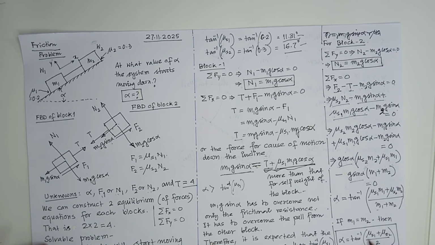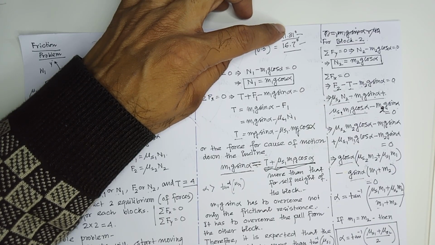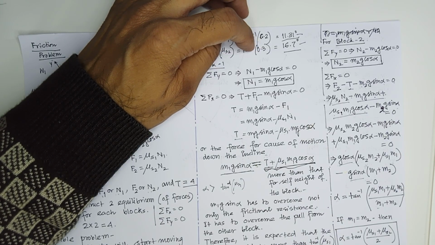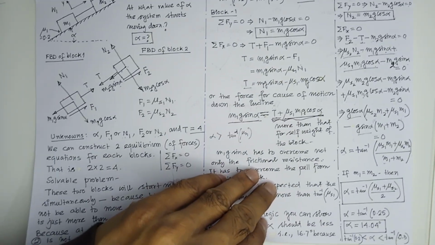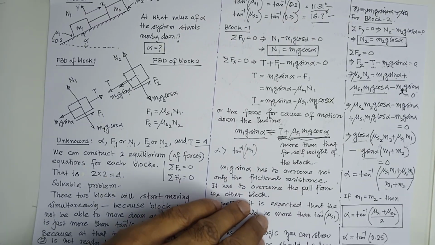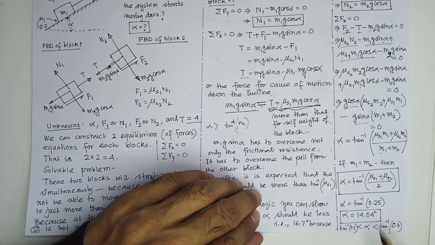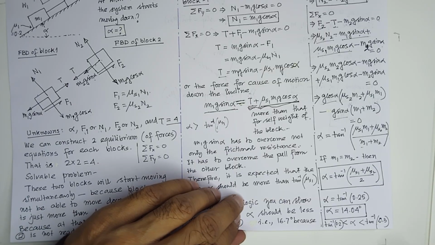So you can see that this is the average. As I was telling, it is more than tan inverse mu s1 and less than tan inverse mu s2. So if you put the values, it will be tan inverse of 0.25 instead of 0.2 and 0.3. If I calculate the angle, it will be 14.04 degrees. So you can see that this is in between tan inverse 0.2 and tan inverse 0.3.